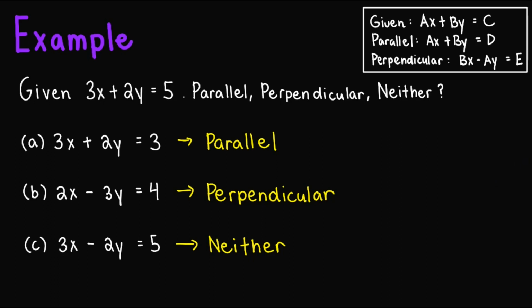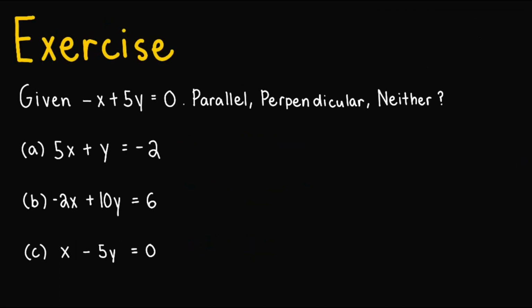To end this, here's an exercise that you can work on. So given negative x plus 5y equals 0, similar to our example, we determine if A, B, and C are either parallel, perpendicular, or neither of the two. So the steps are similar to what we had in the example, but there is just some slight trick or manipulation that you'll be needing in order to answer these items.